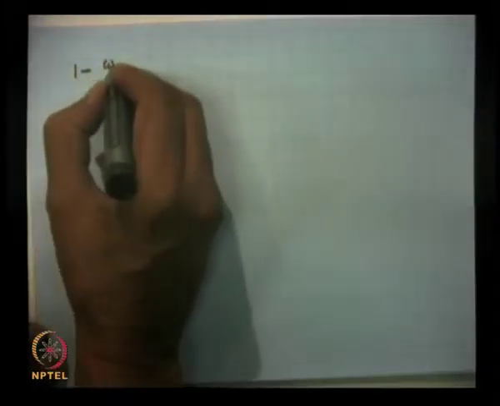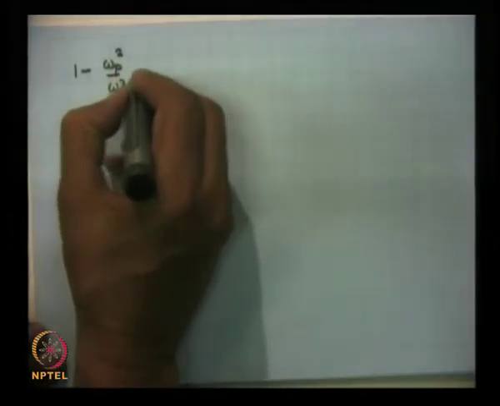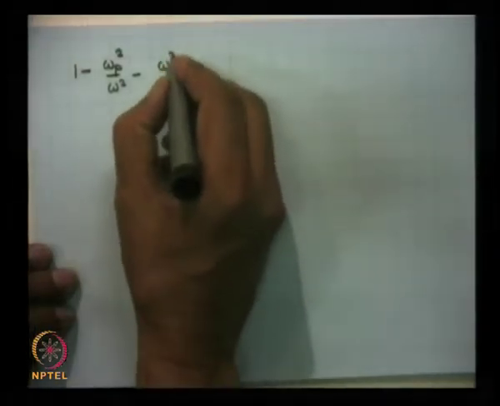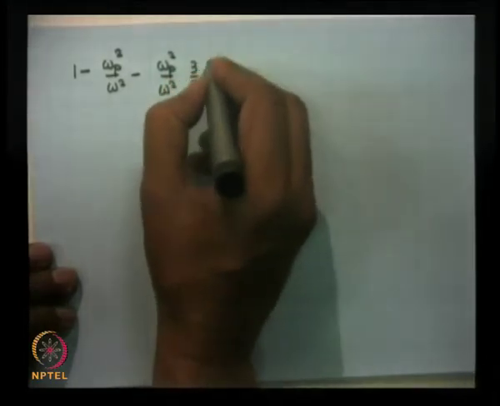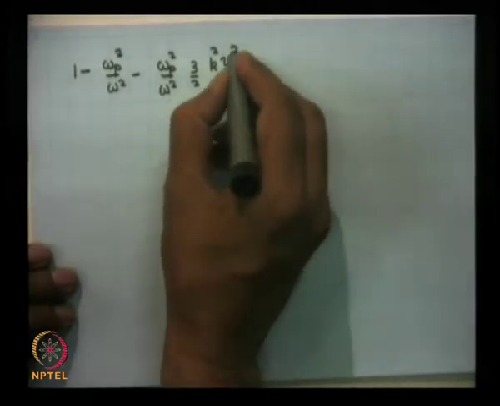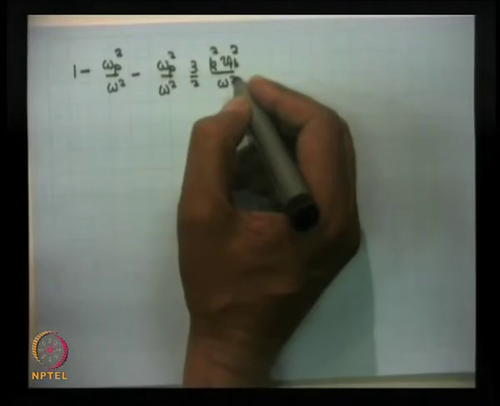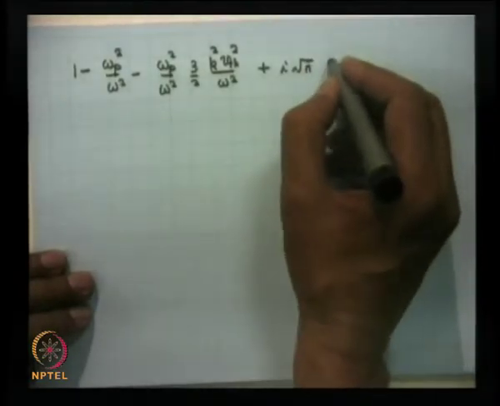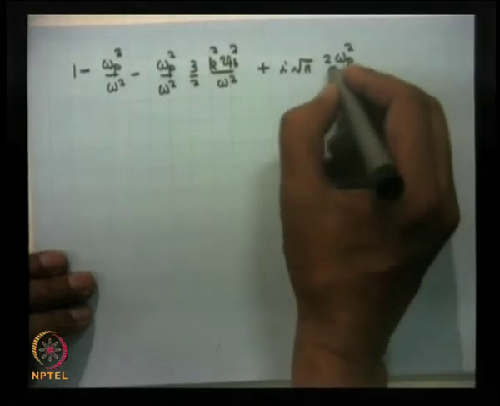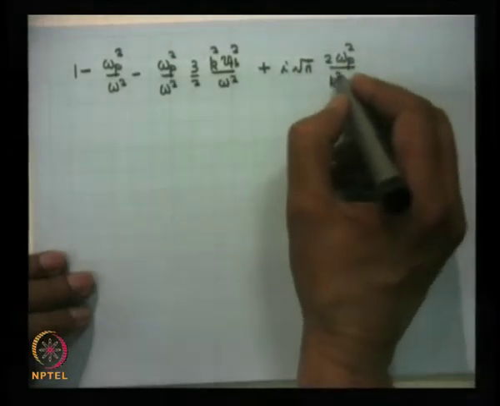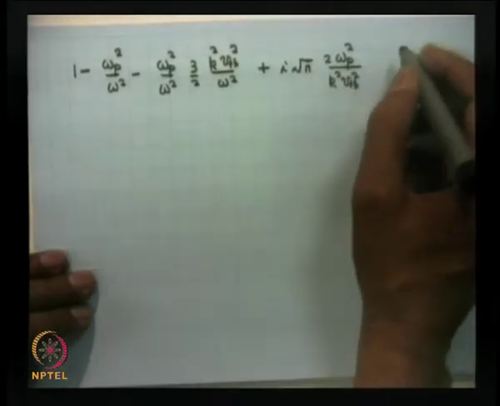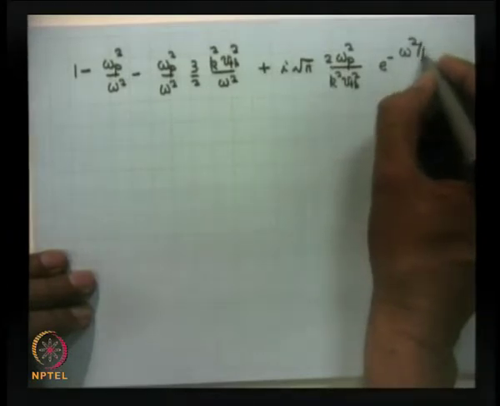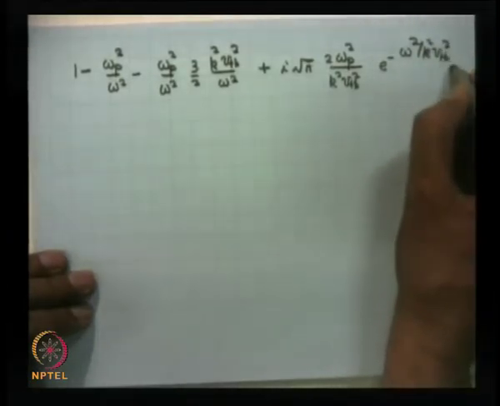1 minus omega p square by omega square, minus omega p square by omega square into 3 by 2 k square v thermal square upon omega square, plus the imaginary part i root pi omega, 2 omega p square divided by k square v thermal square, into exponential minus omega square by k square v thermal square, is equal to 0.